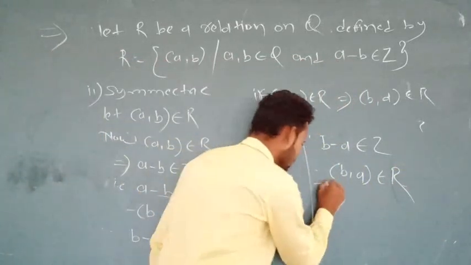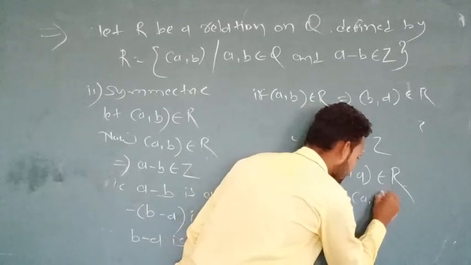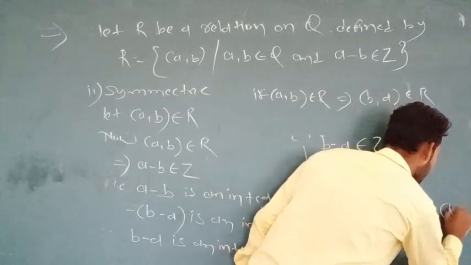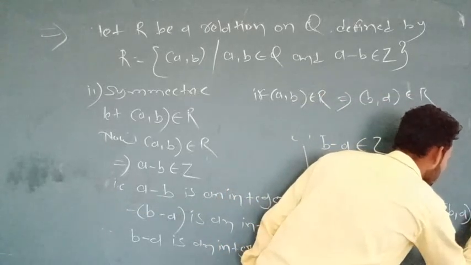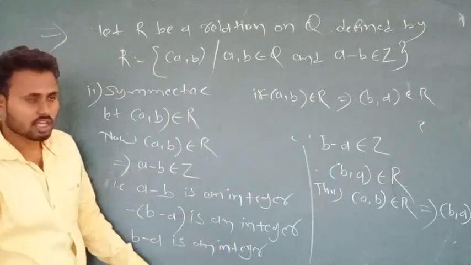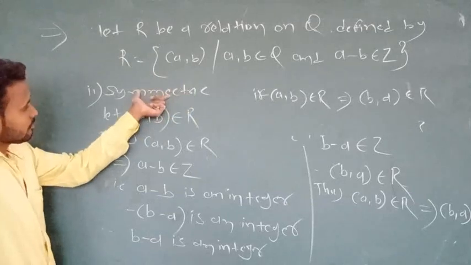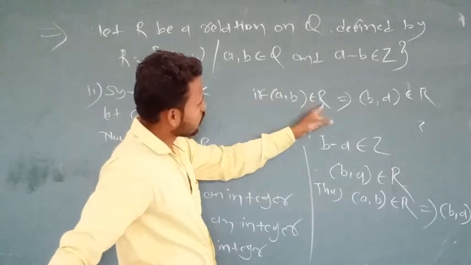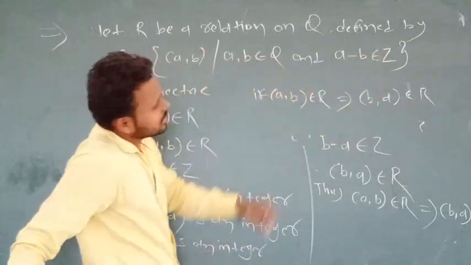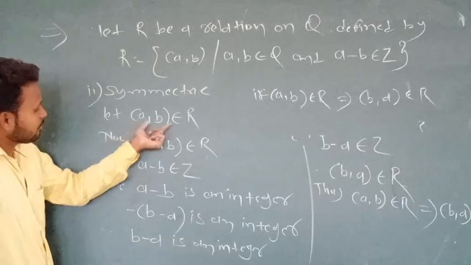Thus आपल्याला काय मिळालं, thus आपण काय घेतलं होतं, order pair AB belongs to R. That implies आपल्याला मिळालं order pair BA also belongs to relation R. Therefore we say that the given relation is symmetric. Why symmetric? Symmetric property काय आहे? If order pair AB belongs to R, that implies order pair BA also belongs to R, then we say that the given relation is symmetric. For that we take, let AB belongs to relation R.